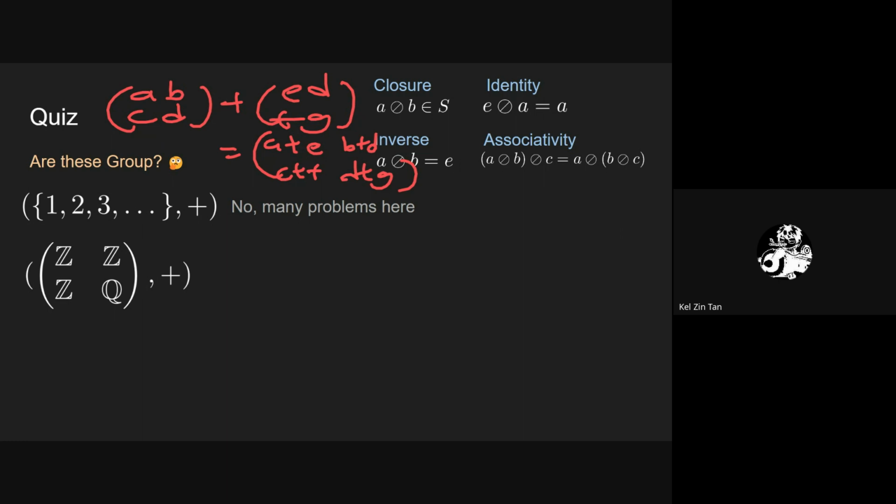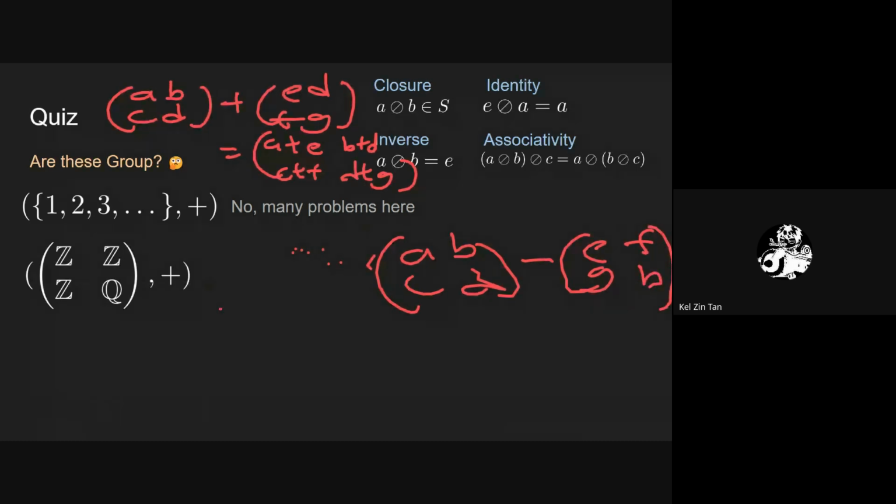Is there a way to quickly identify whether it is a group or not? Well, you have to check all the 4 properties. There are some techniques. Some techniques involve taking any elements and doing something like A, B, C, D minus E, F, G, H, and then you check whether this thing is still inside here. If it is still inside here, then it is a group.